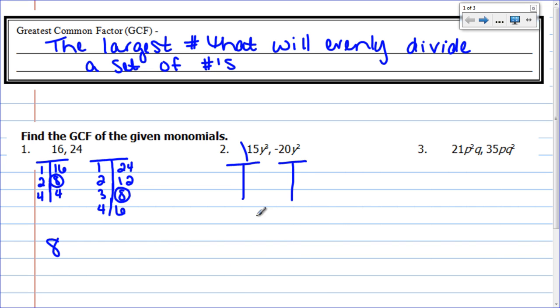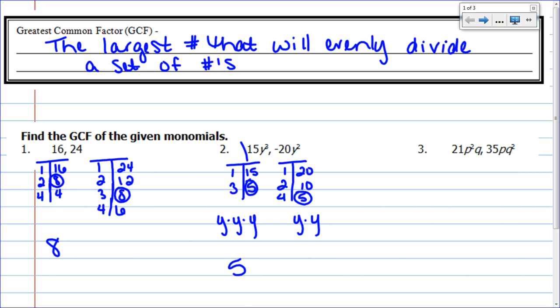We're going to list all of our factors, 1 and 15, 3 and 5. And then for the 20 over here, we're going to do 1 and 20, 2 and 10, 4 and 5. And then underneath each table, we're going to deal with our variables. So we have y cubed for this one. So that means y times y times y. I'm going to write it down over here. For this one, I have y squared, which is y times y. And again, go to your table, find the biggest number they have in common. It's a 5.